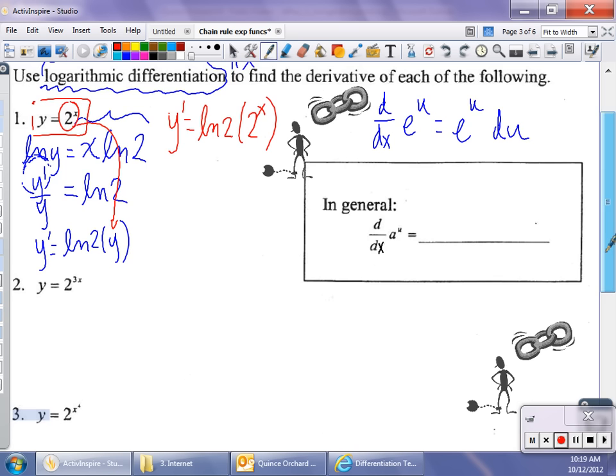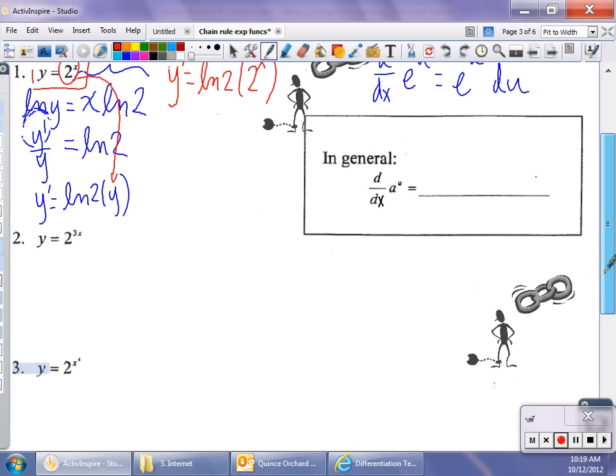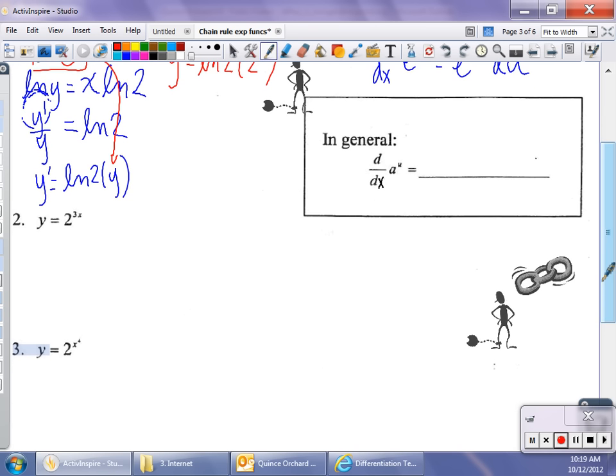All right, let's take a look at problem number 2, and we're going to follow the same process. So I'm going to take the ln of both sides in order to bring the power down. So I get ln of y is equal to 3x times the ln of 2. There's my log. That's my algebra step. Now I'm going to take the derivative of both sides. The derivative of ln of y is y prime over y.